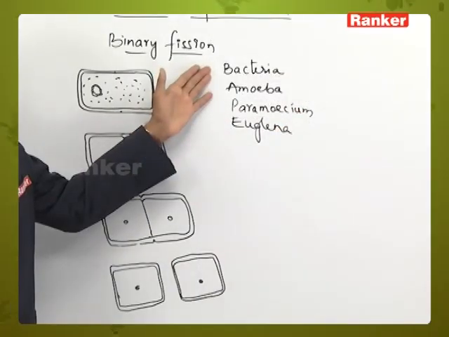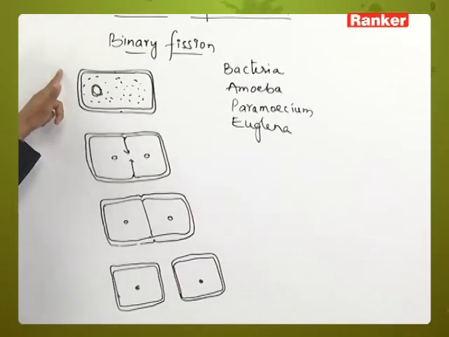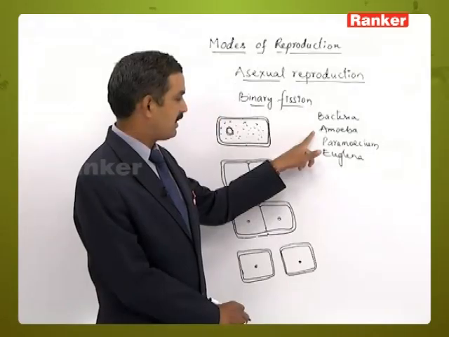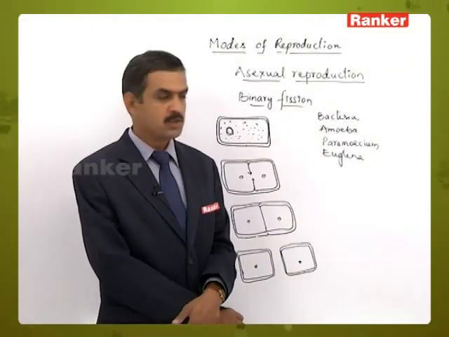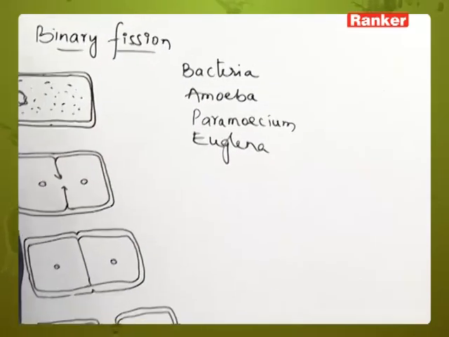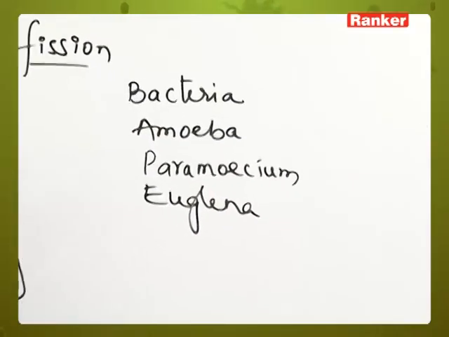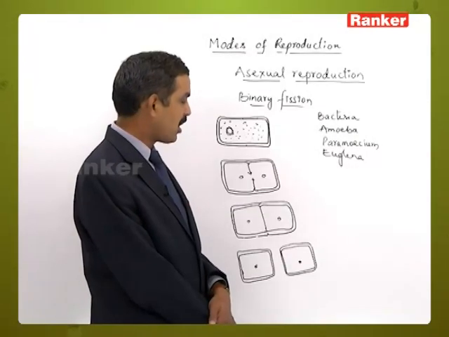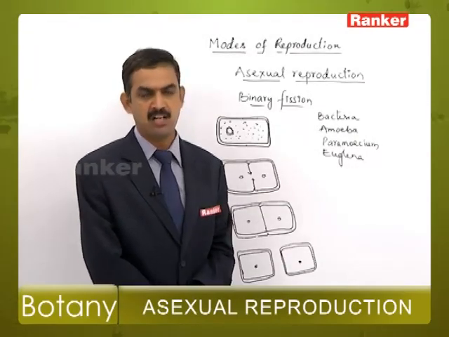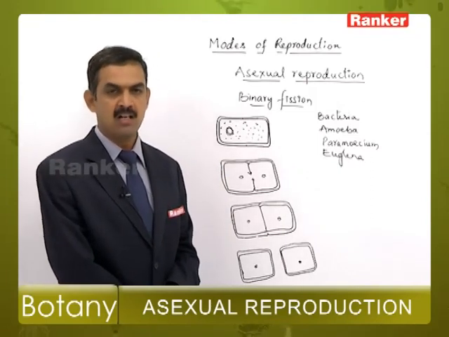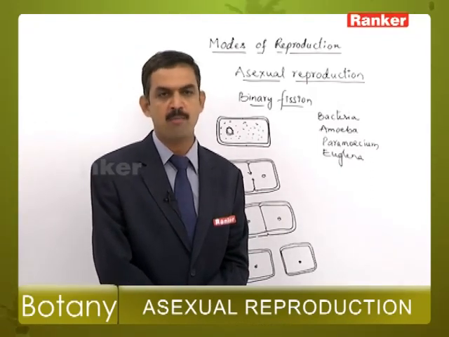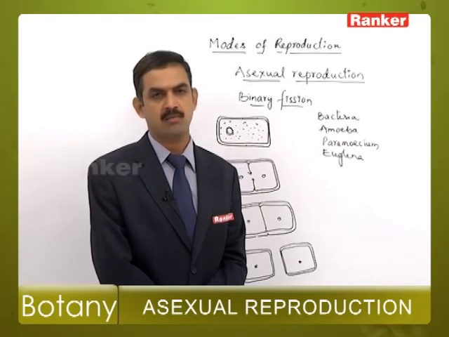In bacteria, this is called transverse binary fission, whereas in amoeba simple binary fission is present. In paramecium, transverse binary fission is present, whereas in euglena longitudinal binary fission occurs. In longitudinal binary fission, first the flagella divide into two flagella, and later the body of the euglena is also divided longitudinally to form two daughter euglena.